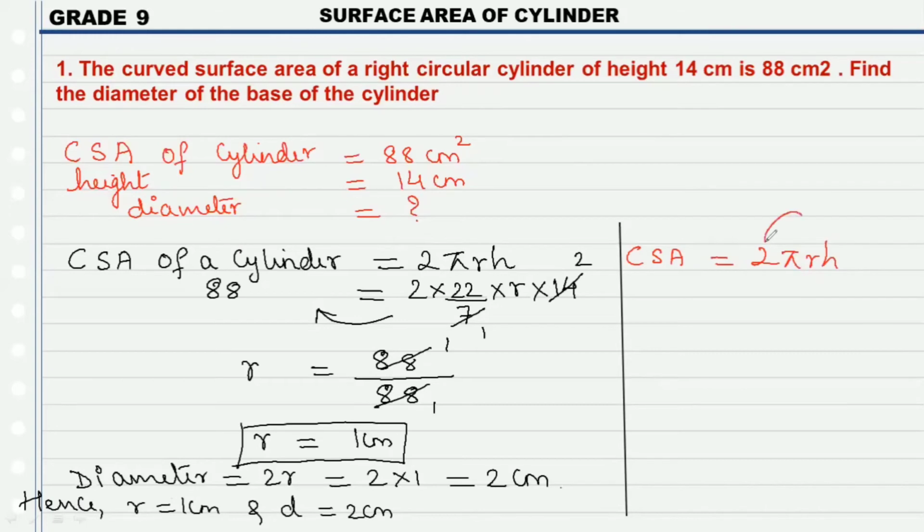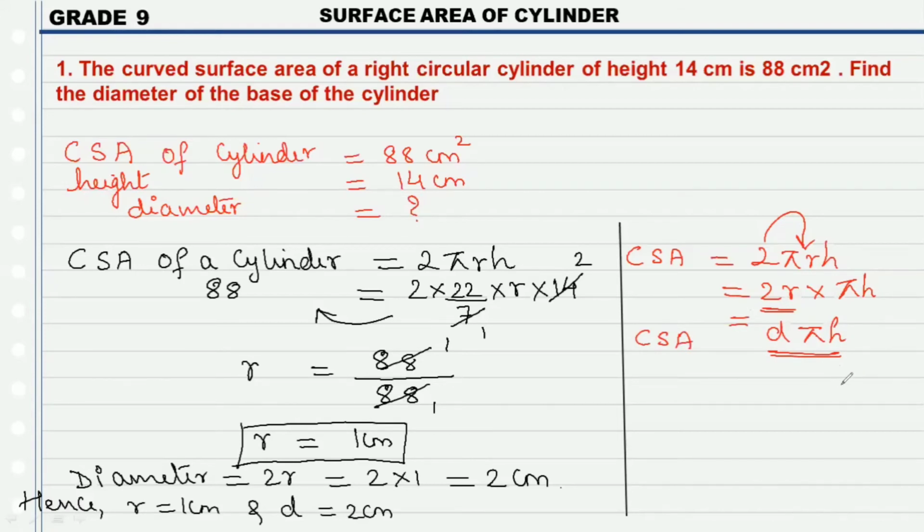If you note only the 2 and R, students, this can be written as 2R into pi H. Same meaning, just the way of writing is different, right? And this 2R is what? This 2R is your diameter. So diameter into pi H. You can work with the same formula also. Both ways it will be correct.